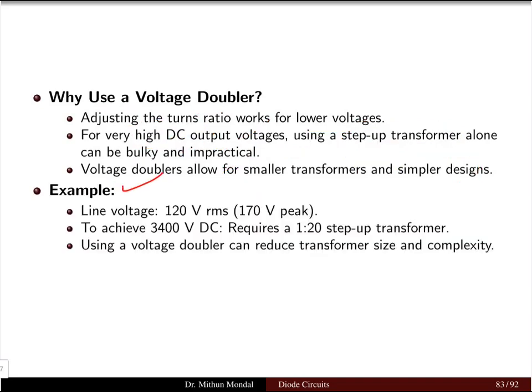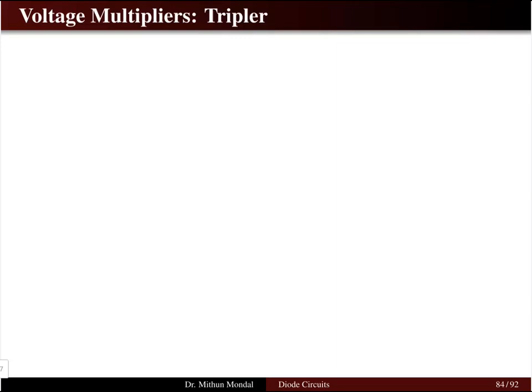If we take an example where the line voltage is 120 volt RMS, then we get 170 volt peak. So 120 volt RMS is equivalent to 170 volt peak. In order to achieve a high DC voltage, let us take an example of 3400 volt, then it will require a step-up transformer of 1:20. Using a voltage doubler can reduce the transformer size and complexity. A 1:20 step-up transformer is quite bulky in nature, hence we can go with a voltage doubler. This will reduce the size as well as the complexity of the circuit.